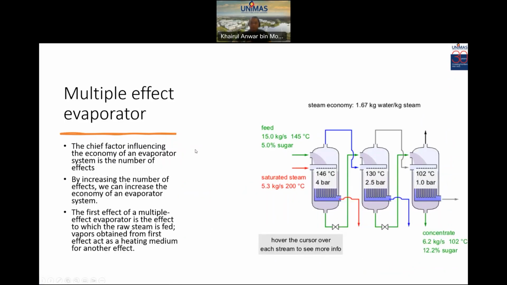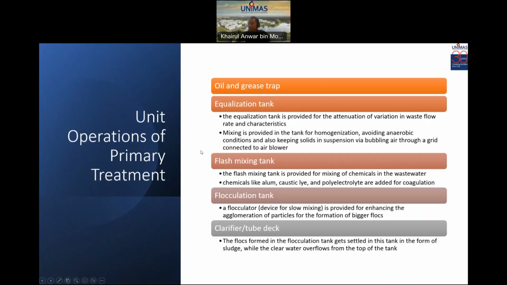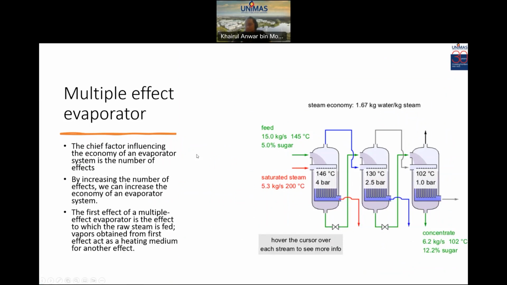Multi-effect evaporator. This is still inside the ZLD. For a multi-effect evaporator, the chief factor influencing the economy of an evaporator system is the number of effects. Increasing the number of effects increases the economy of an evaporator system. The first effect of a multiple effect evaporator is the effect to which the raw steam is fed. Vapor obtained from the first effect acts as a heating medium for the next effect.